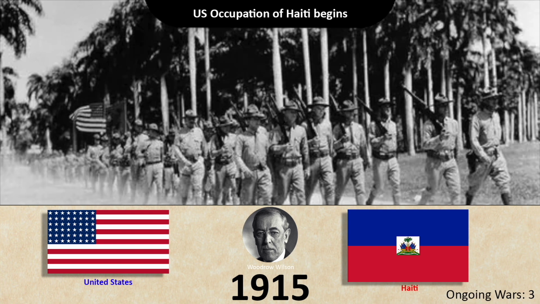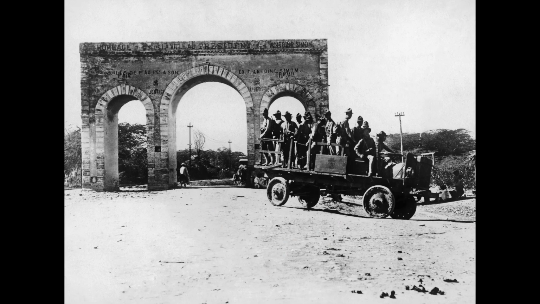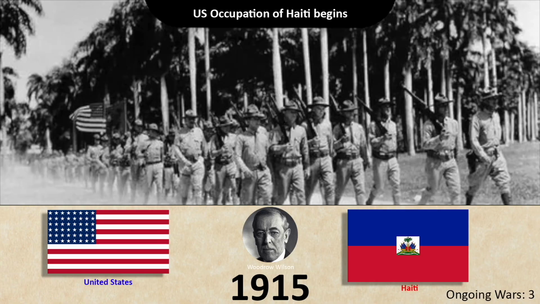Following the assassination of the Haitian president in July of 1915, President Woodrow Wilson would send the United States Marines to Haiti in order to restore order and maintain political and economic stability in the Caribbean.